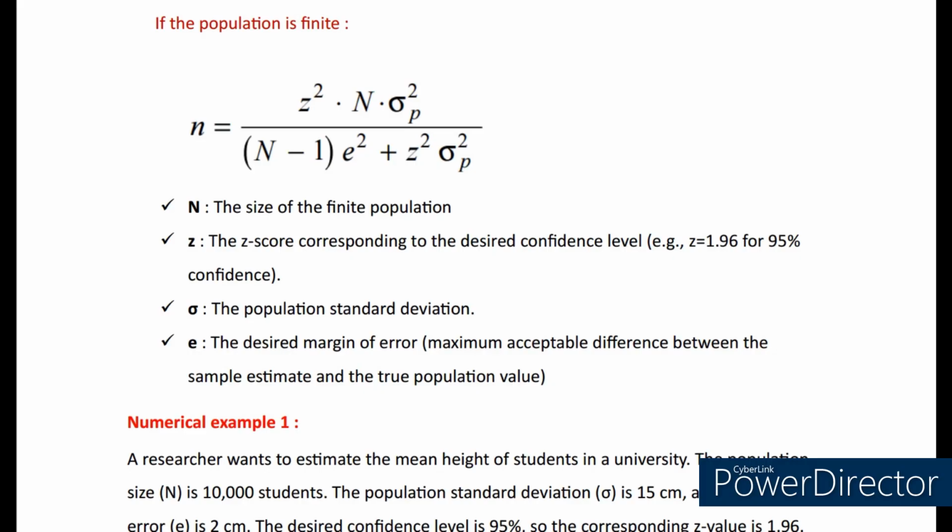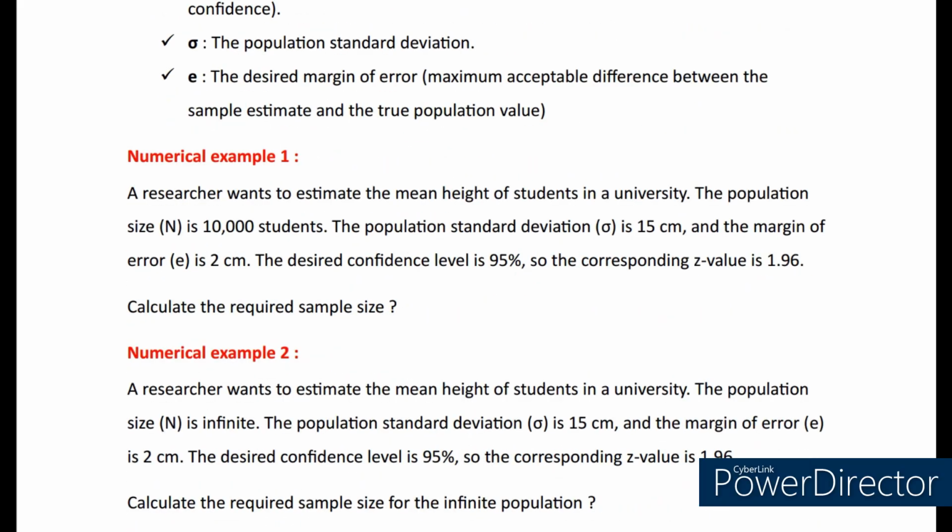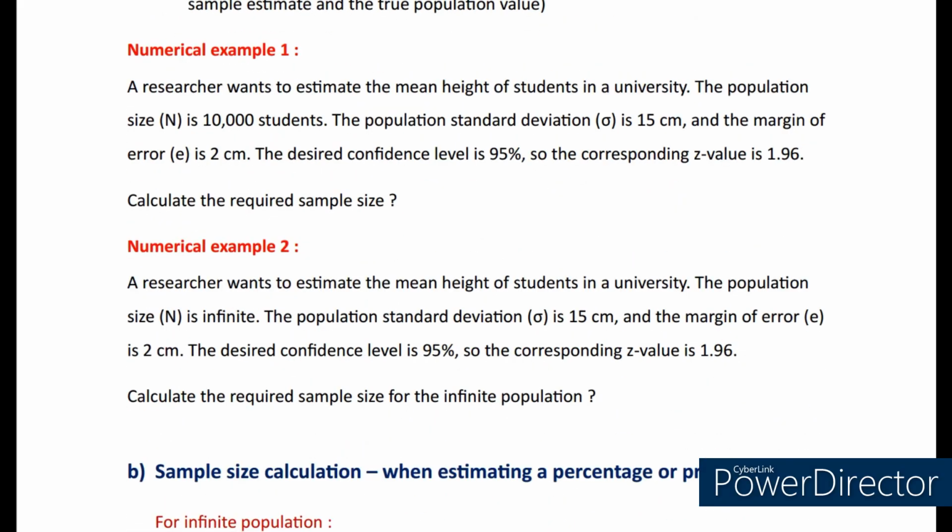Okay. And Z, we already know, is the Z score corresponding to the desired confidence level. For example, if it is 95%, we take 1.96. Whereas sigma, we know, is the standard deviation, and E is nothing but the margin of error. So I have given two numerical examples for practice. You can go through them and please post the answers in the comment section.